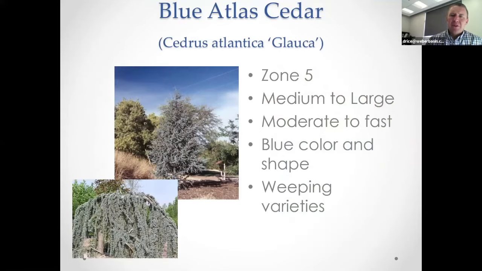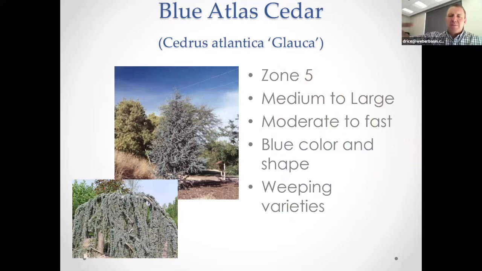A little bit of a specimen tree is a blue atlas cedar. And a blue atlas cedar, you've seen these. Some of them are upright, some of them are weeping. I've shown two pictures here, one upright form, one weeping form. These can be medium to large. And sometimes they kind of look like some sort of sea monster or something.